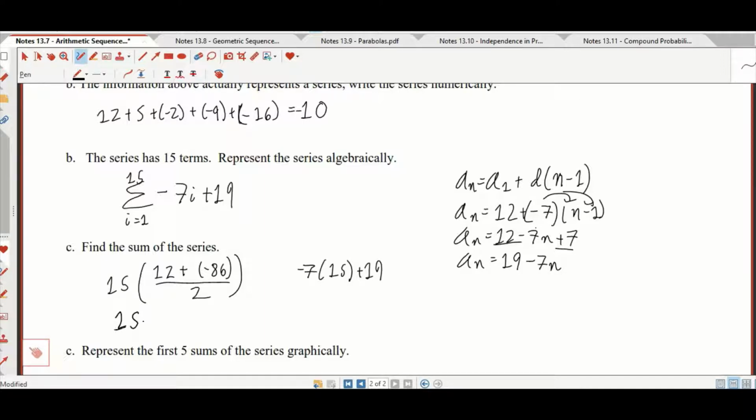So it's 15 times negative 37, which means the sum is negative 555. So if it's a phone number, you know it's phony. Bam.